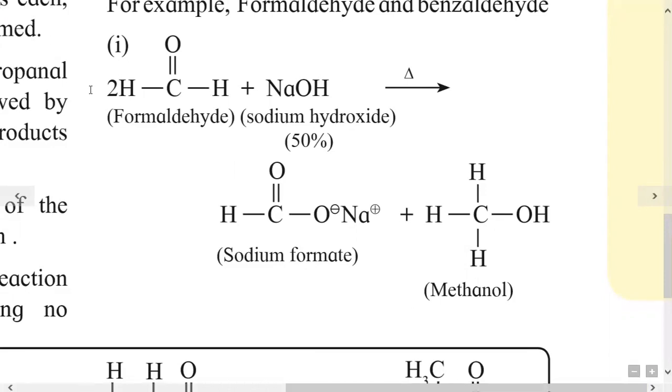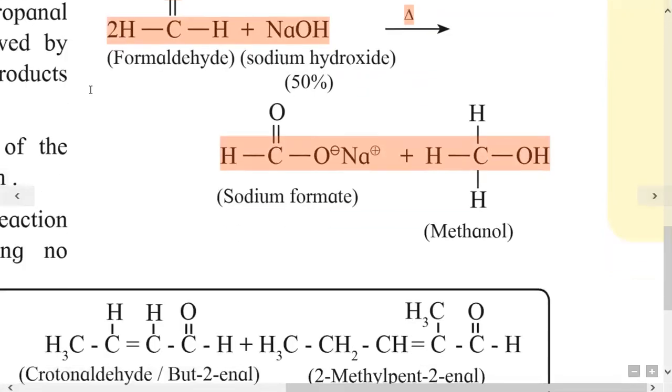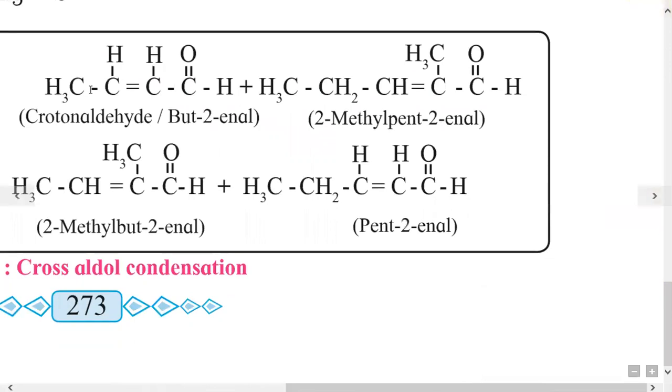See this example, this is formaldehyde. Two molecules take part in the reaction. When treated with 50% sodium hydroxide and the mixture is heated, one molecule of formaldehyde gets oxidized into a carboxylic acid sodium salt, called sodium formate, and the other molecule gets reduced into a primary alcohol, that is methanol here.